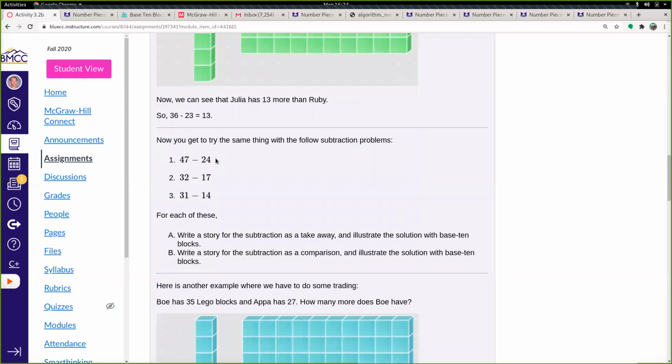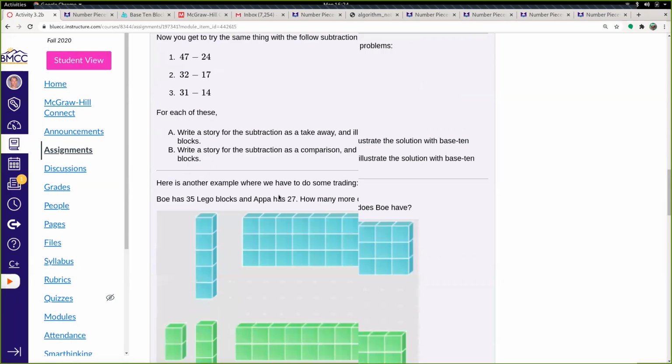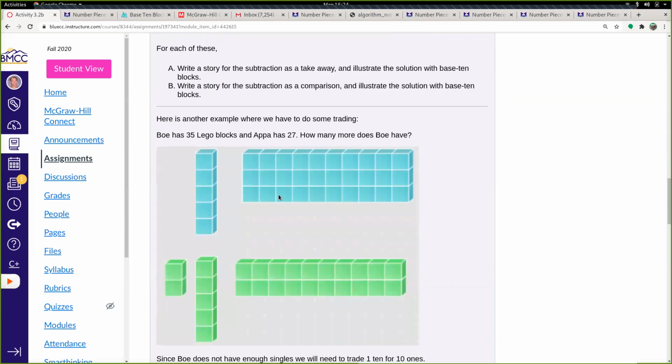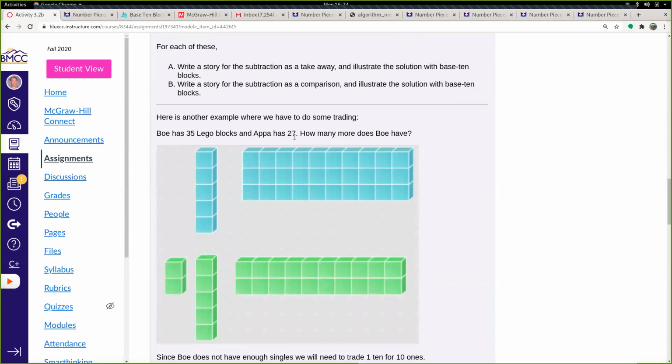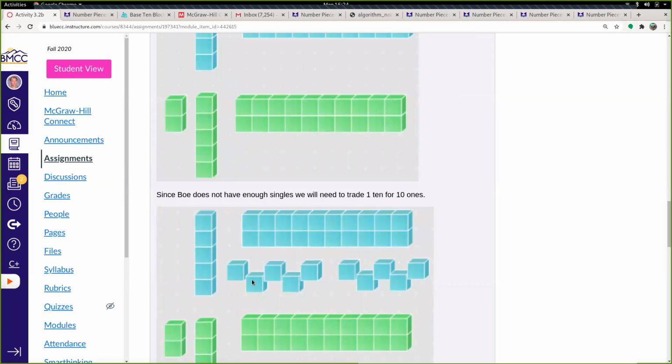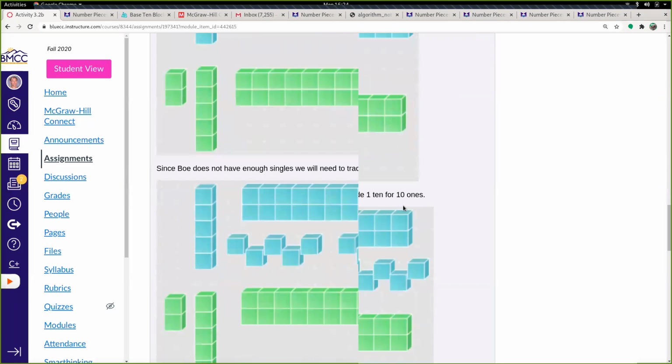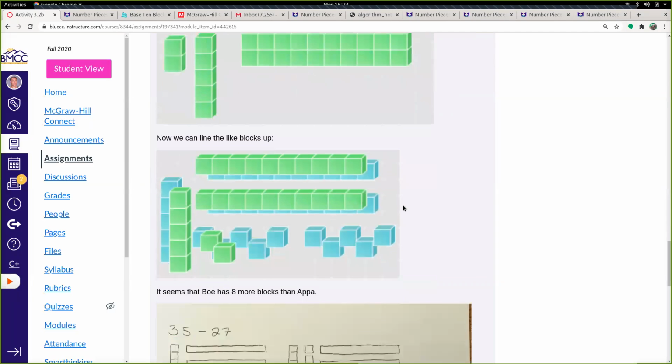To get the answer. So for each of these problems, three things are going to happen. You're going to show me how to do it with base 10 blocks, and then you're going to tell me a takeaway story for it, and you're going to tell me a comparison story for it. Okay. And then I give another example down here of 35 minus 27, where I show my trading 1 ten for 10 ones. So kind of like I was writing before.